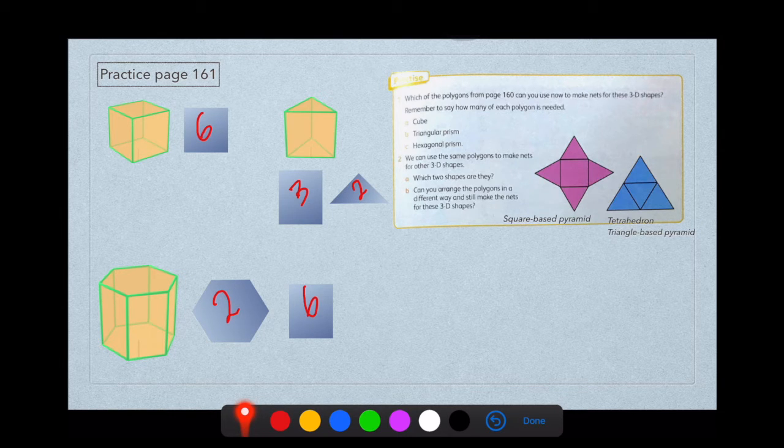As a help, I'm going to do the first one about the square-based. Now, if we want to draw the net in a different form, so obviously the base is going to be the same.